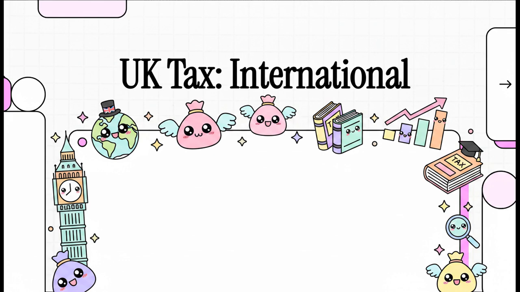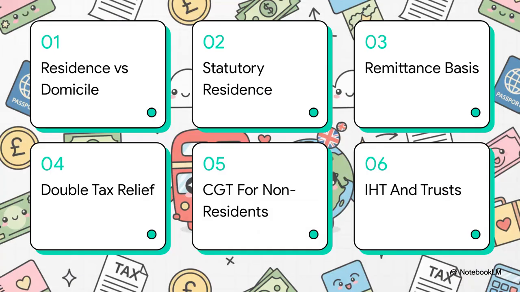Today, we're exploring what I like to call the taxpayer's border-crossing life cycle. It's a framework, and honestly, it's the absolute key to navigating these complex, rule-heavy regulations. Let's take a quick look at our syllabus for today's lecture. We're covering 6 areas. 1. Residence versus domicile. 2. Statutory residence and split years. 3. Remittance basis and exemptions. 4. Calculating double tax relief. 5. Capital gains for non-residents. And finally 6. Inheritance tax and trusts.